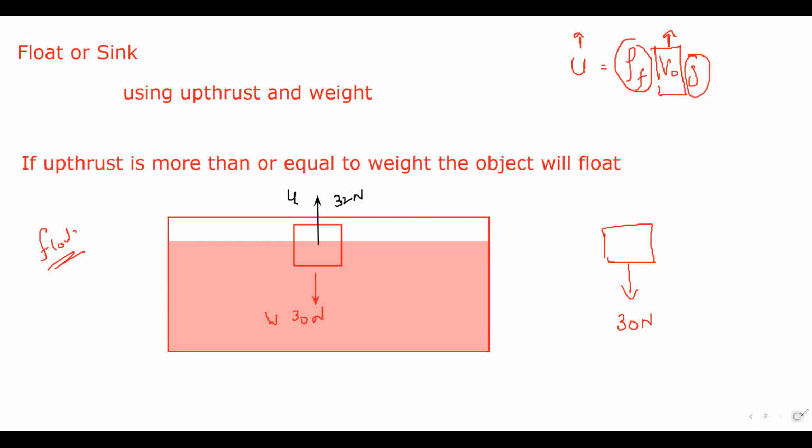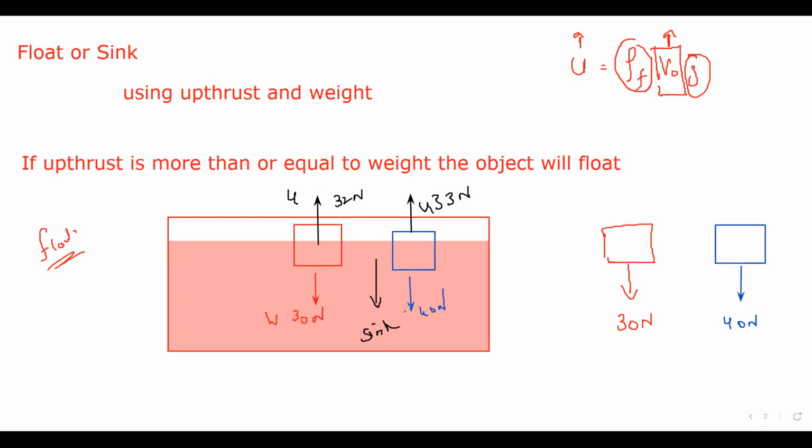In the same way, say there is another object which has a weight of, for example, 40 Newton. When we place this object in the fluid, the weight is 40 Newton, and the object is of the same material but a relatively different size, so the upthrust is, for example, 33 Newton. As you can see, the upthrust is less than the weight. So this object will move towards the bottom, or this object will sink.